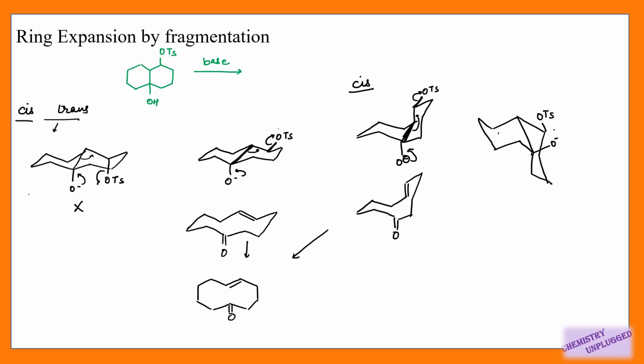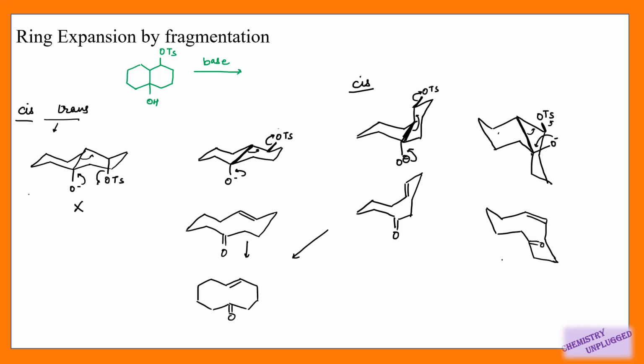In axial form it cannot show the fragmentation reaction, again the same problem: the bond should be anti-periplanar. Under the equatorial condition it can show fragmentation. This charge will shift here, this bond will shift here, and the tosylate is removed. These two bonds are anti-periplanar in nature, so we can do the fragmentation reaction. And under this condition we get a double bond here, right?